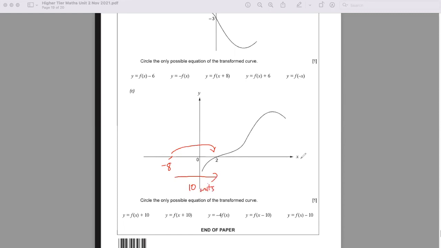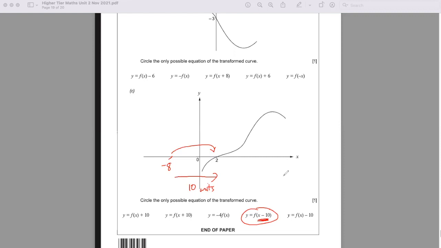Now, with the x, it's slightly different, okay? Whatever happens to the x, it will be opposite to what you think. So if it's going to the right 10 units, it's actually taking away 10 units from x, okay? So that will be f(x minus 10), not f(x plus 10), not f(x) plus 10 outside, it's f(x minus 10) inside the bracket. It's opposite to what you think.